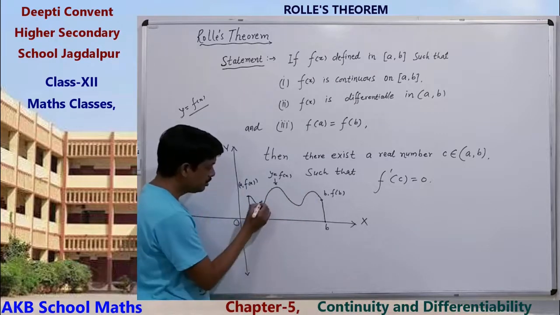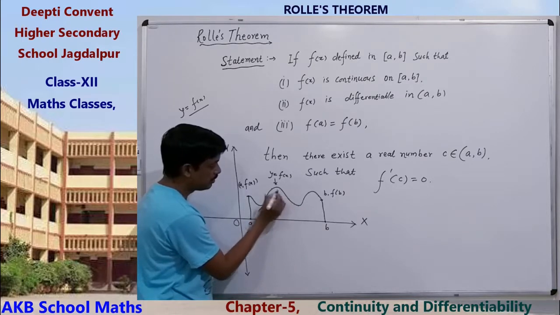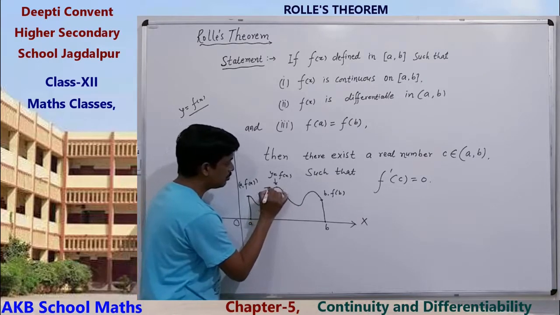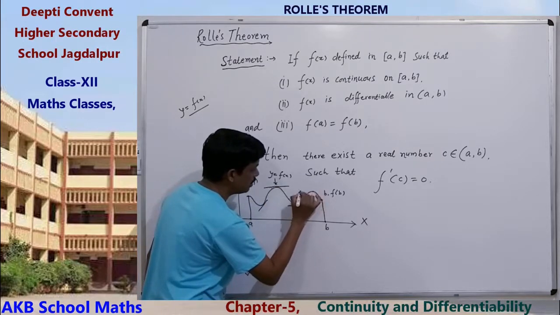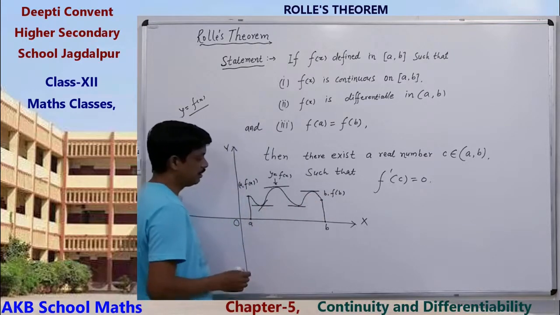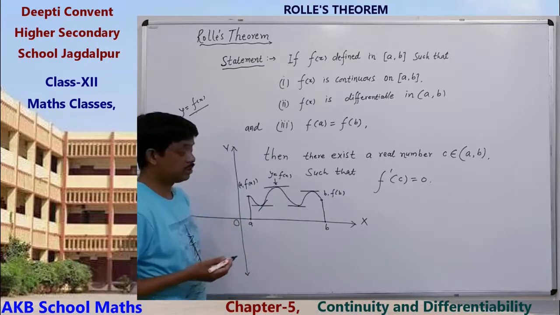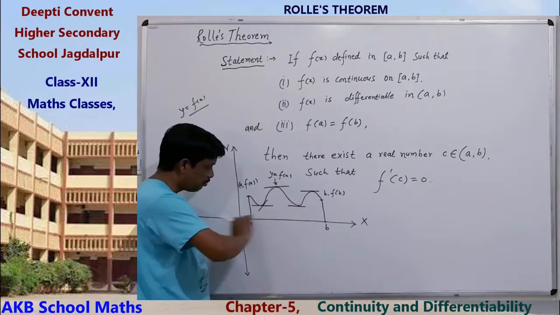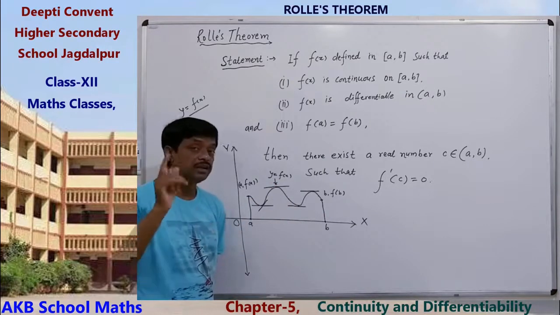Okay, so here we see that the tangent will be like this at this point. Also here the tangent will be like this. Here, here, here, and here too. That is, we also know that the slope of a line parallel to the x-axis is 0, and slope is given by the derivative.